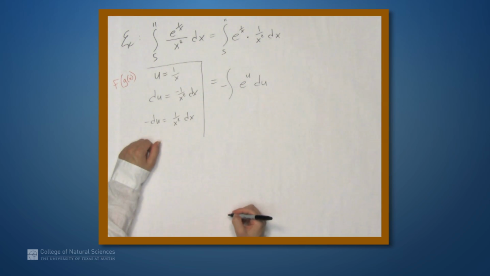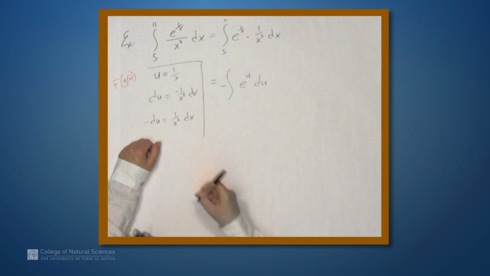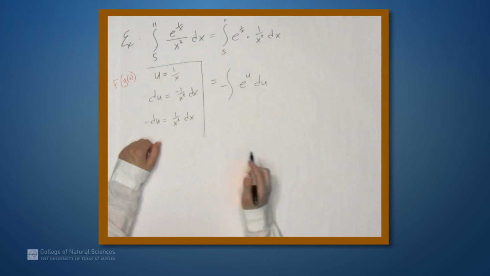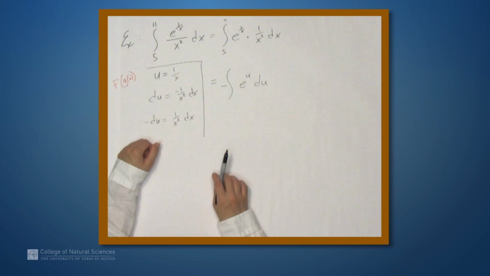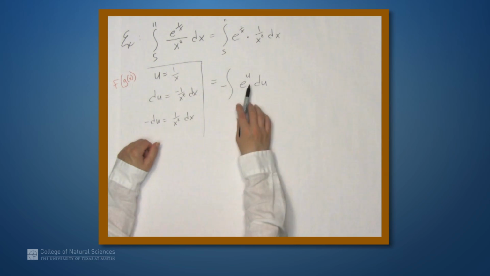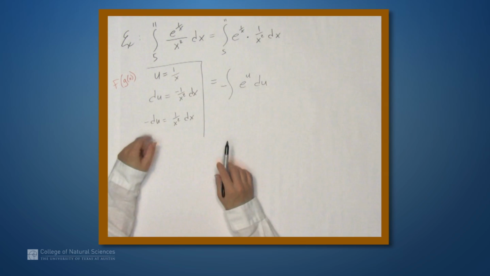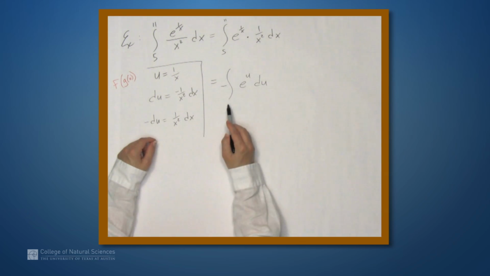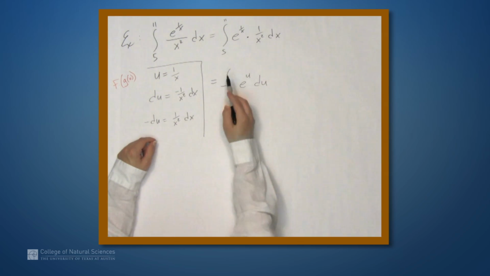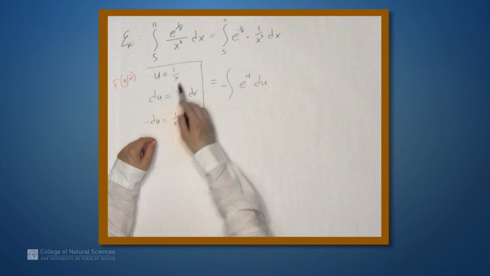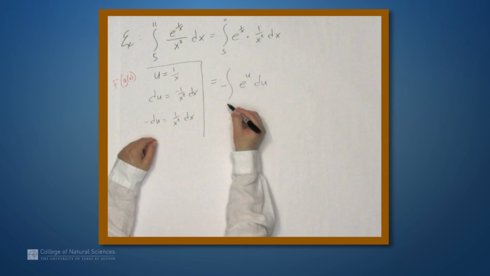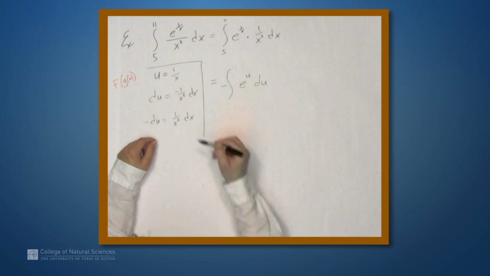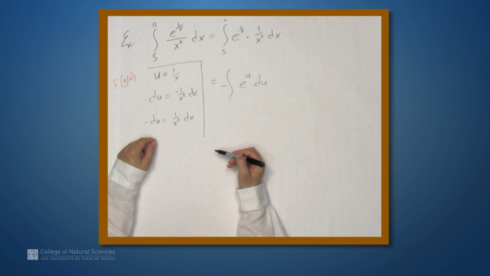But I've forgotten one thing. I haven't written the limits of integration. And this is a very key point, something that you don't want to forget. These limits of integration are in terms of x. We now have an expression in terms of u. So you have one of two choices. You can either rewrite the limits 5 and 11 using this expression, or you can write x equals 5 and x equals 11 as your limits.